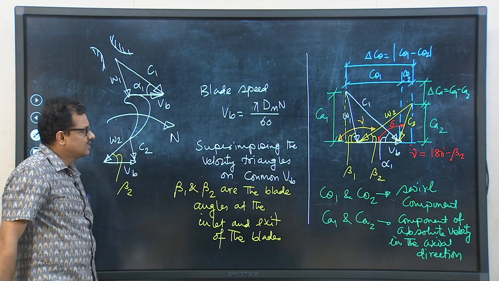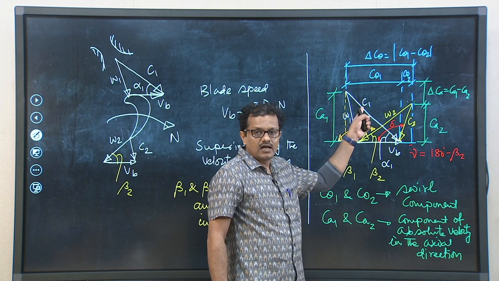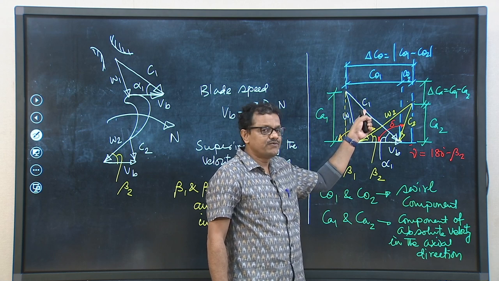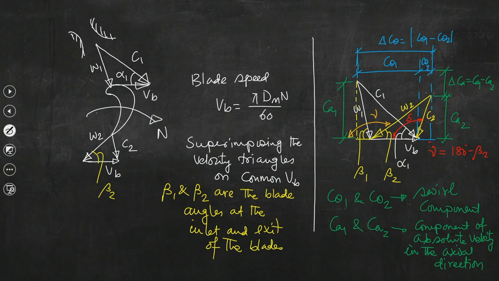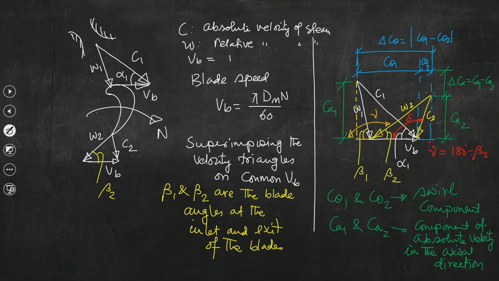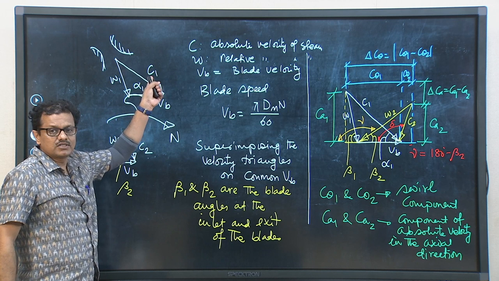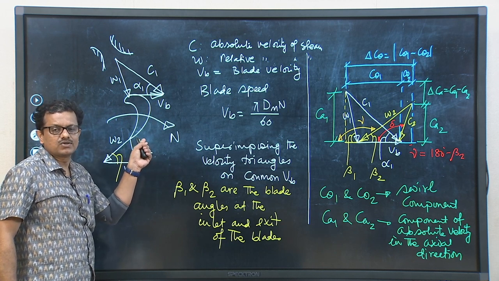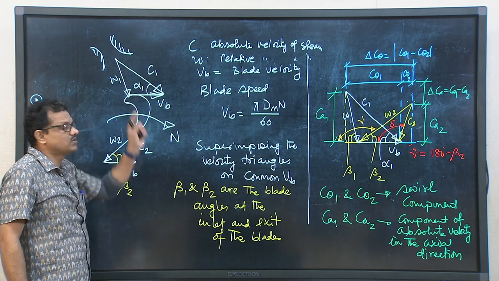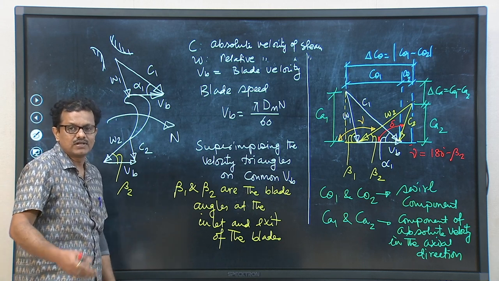With this understanding, we could identify three different velocity components. Let me write here: C is the absolute velocity of steam, W is the relative velocity of steam, and VB is the blade velocity. The absolute velocity would be there because steam comes out from the nozzle with an absolute velocity C 1, but the turbine blades are always rotating. So, relative to the blade velocity, the steam impinging on the blade has a relative velocity W 1.